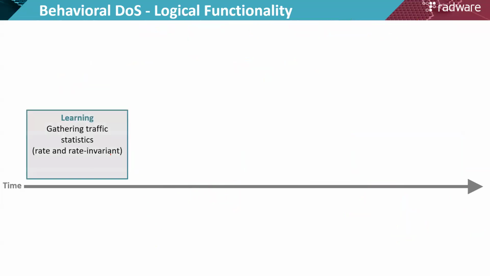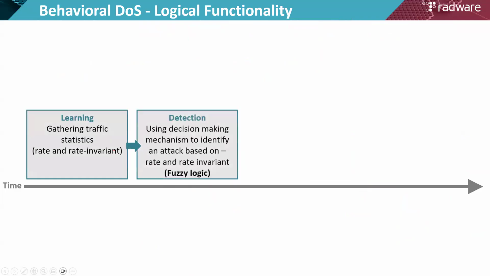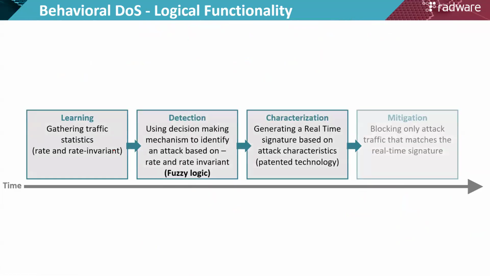So just a summary for you. The learning phase gathers traffic statistics, rate and rate invariant. The detection phase is the decision-making mechanism to identify an attack based on the rate and rate invariant part. The characterization phase creates a real-time signature based on the attack characteristics, and the mitigation phase blocks only the attack traffic that matches the real-time signature. So these are the four phases in which we work.